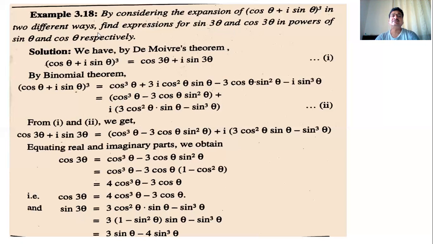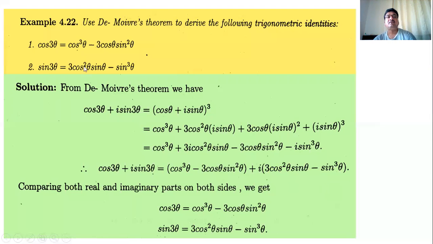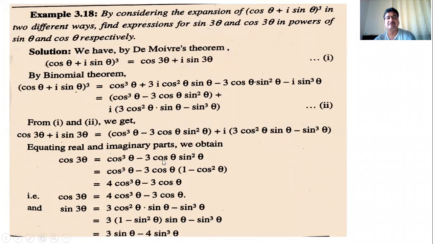Okay, so in this example, by considering the expansion of cos theta plus I sin theta raised to 3 in 2 different ways, we have to find the expressions for sine 3 theta and cos 3 theta. The next problem is of the same type. Here we have to prove cos 3 theta as this, that is cos cube theta minus... So this is the final answer.